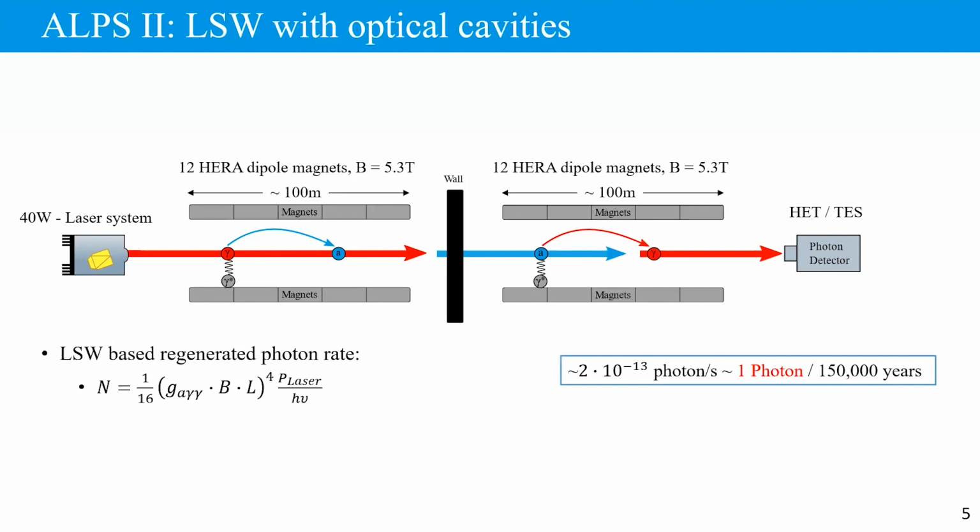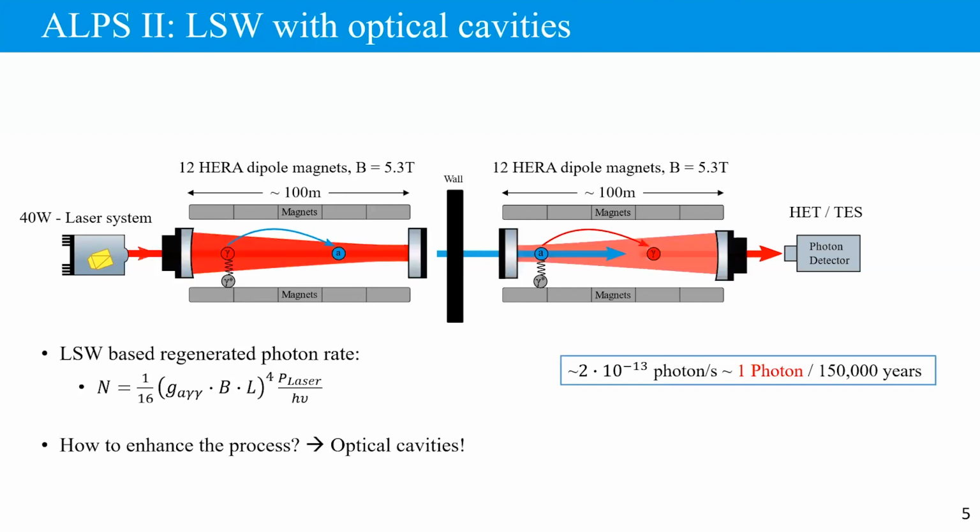So the question is now, can we somehow boost the process of the photon regeneration on the other side of the wall? And the answer is yes, we can do that by using optical cavities on both sides of the wall. And the parameters that boost this process are the so-called power build-up factors of the cavity, a factor which is proportional to the finesse of the cavity, so proportional to the reflectivities of the mirrors that we use for the cavities.